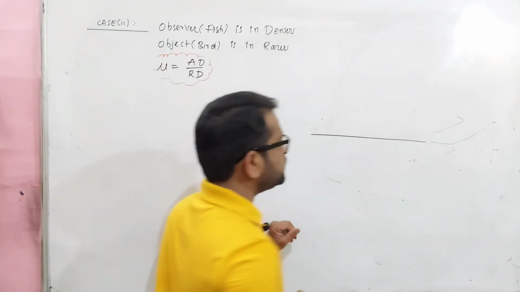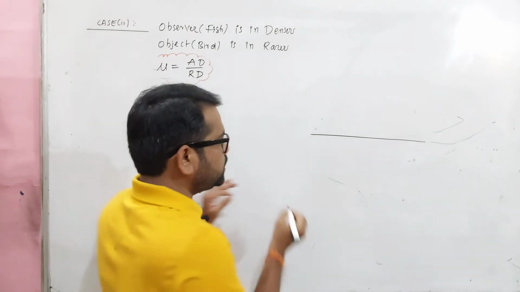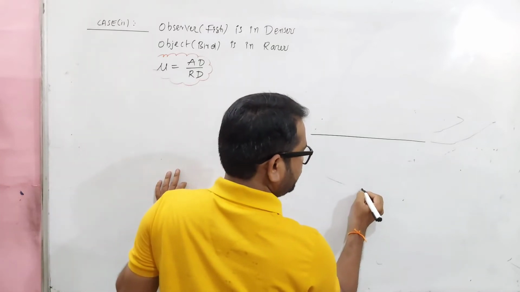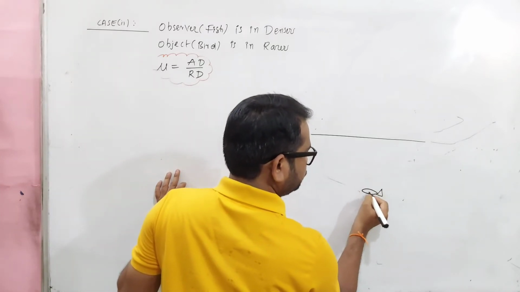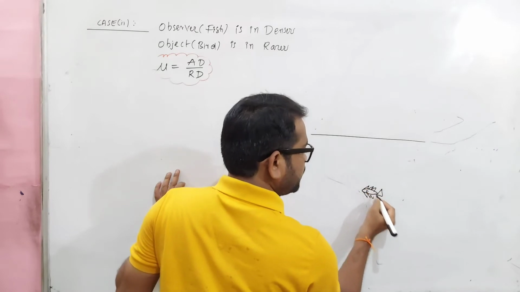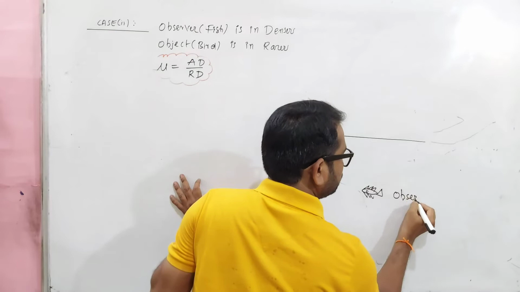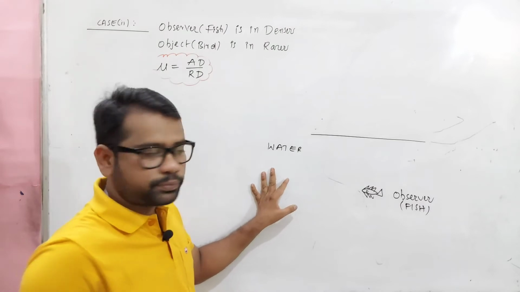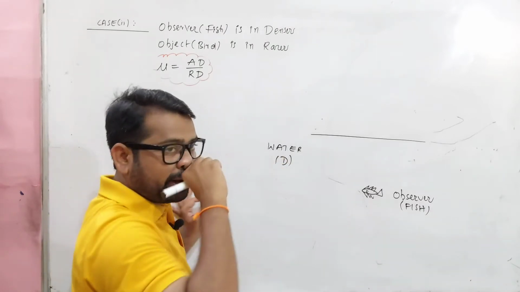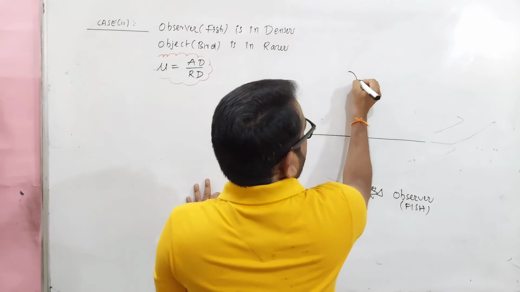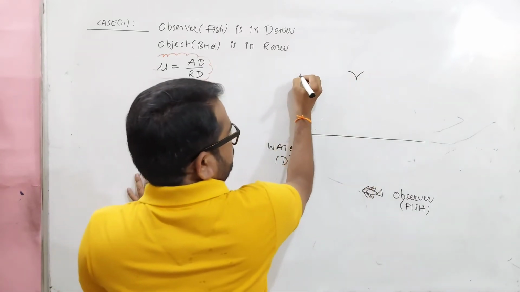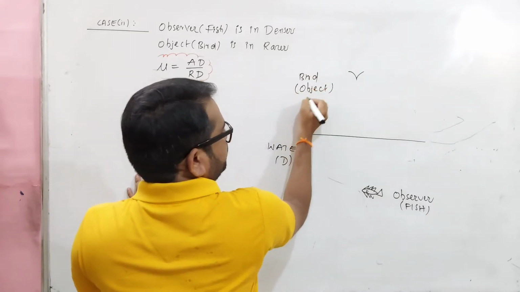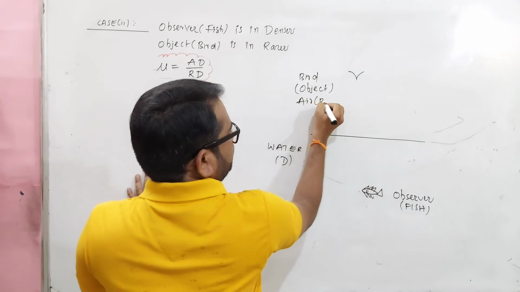Now let us consider here is a boundary between the water and the air. So let us say here is water, and here is a fish observing from here. So children, now the fish is going to be the observer. Try to understand. The fish is the observer, placed in water, which is a denser medium. Whereas the bird, let us say here is the bird. So children, here the bird is going to be the object, where the object is in air, which is a rarer medium.